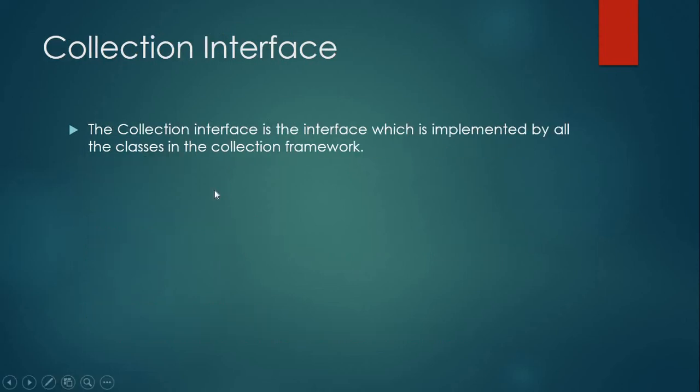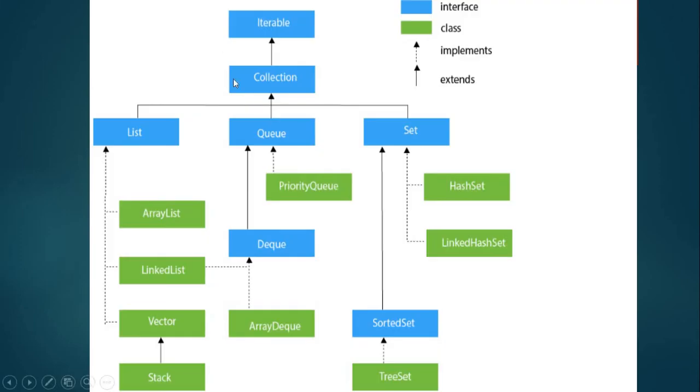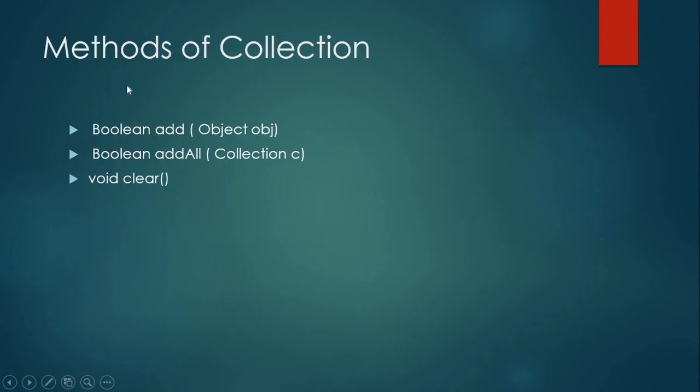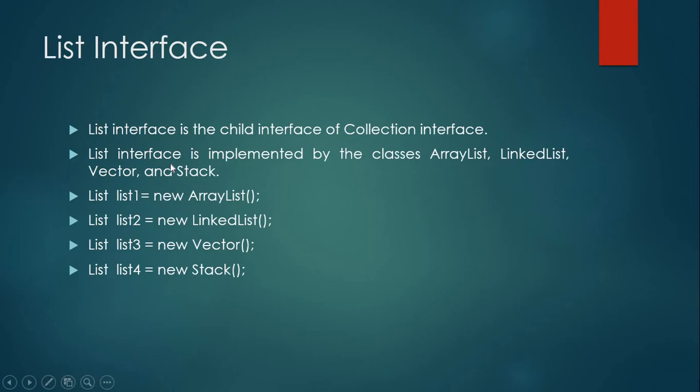Next is the collection interface. This is our examination purpose question. The collection interface is the interface which is implemented by all the classes in the collection framework. The main methods of collection are the add method, addAll method and clear method. By the add method we can add elements. By the addAll method we can add all the elements that are available in our collection, and by the clear method we can remove all the elements.